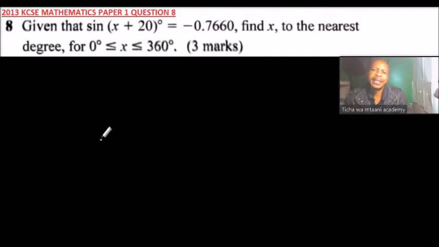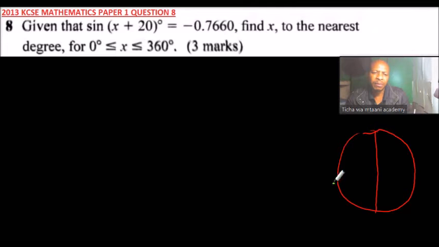Question number 8. Given that sine of x plus 20 degrees is equals to minus 0.7660, find x to the nearest degree for 0 less than or equals to x less than or equals to 360. Now, you get 3 marks. So if we are given that sine of x plus 20 is equals to minus 0.7660, if we use a unit circle, let's take a sample here. We divide into 4 parts.